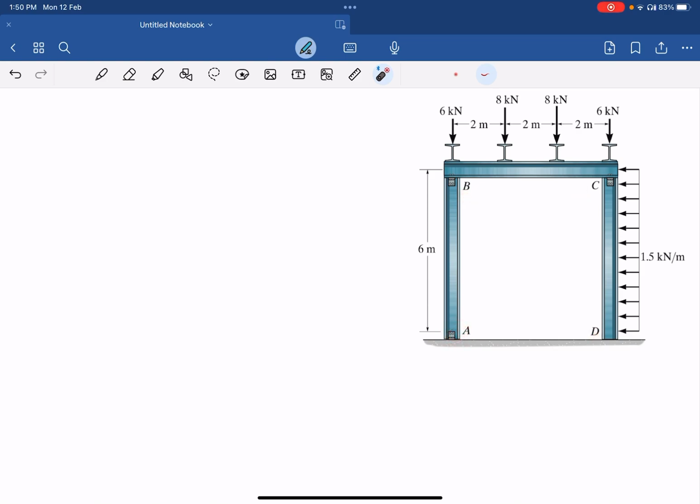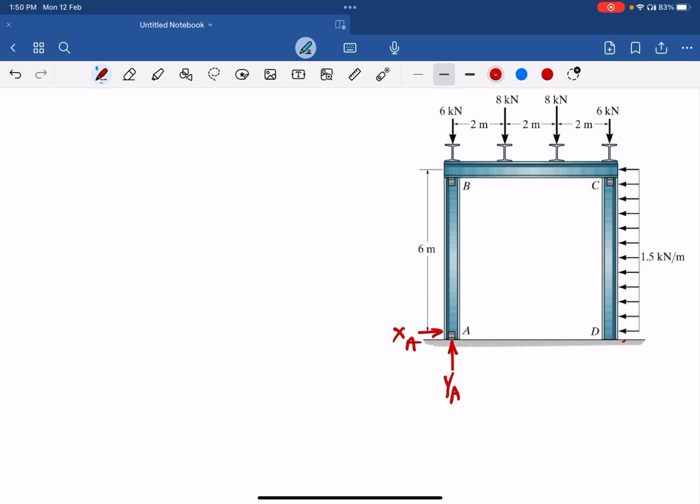The frame here is A, B, C, D. The support at A is a pin support. So here we have a pin support at A. Therefore, we have two reactions at A. We can assume this is Y at A, and then we also have an X at A.